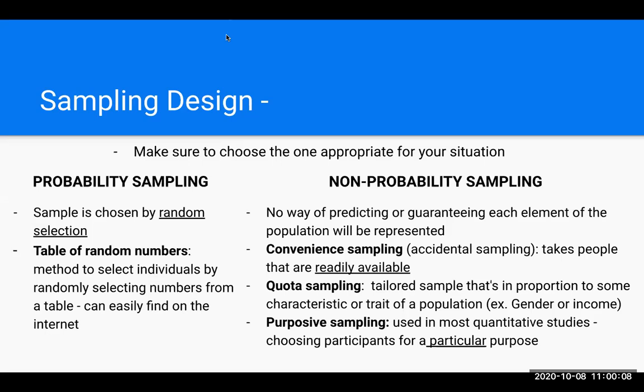Another type would be non-probability sampling, in which there is no way of predicting or guaranteeing each element of the population will be represented. Some different types would be convenience sampling, also called accidental sampling, where you take people who are readily available. Quota sampling, which is a tailored sample that's in proportion to some characteristic or trait of a population, such as gender or income. And purposive sampling, which is most often used for quantitative studies, in which you choose participants for a particular purpose.